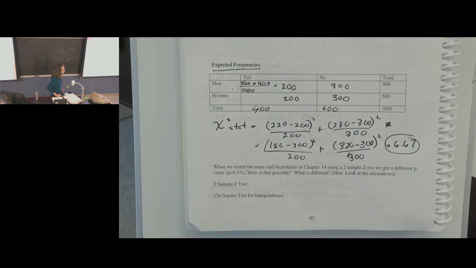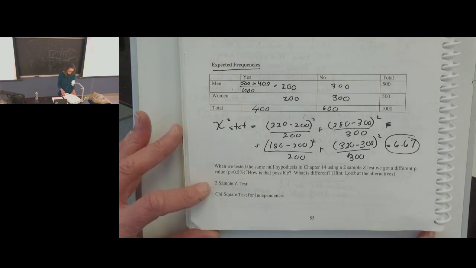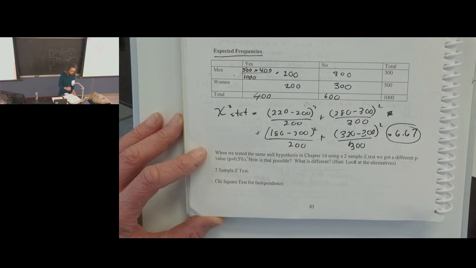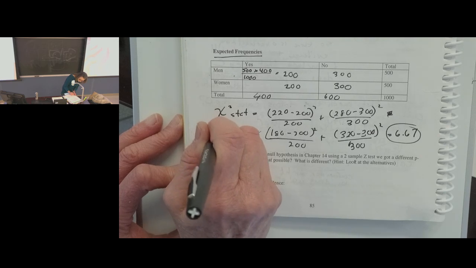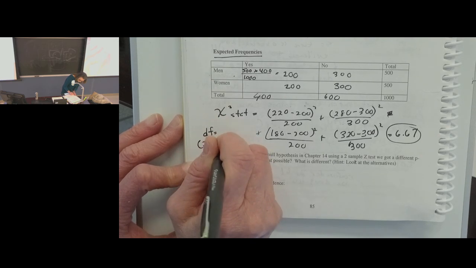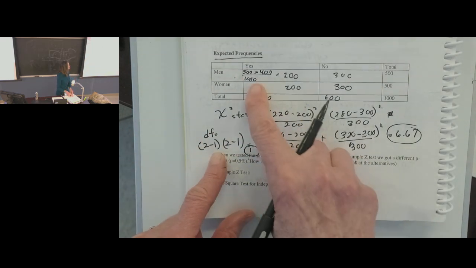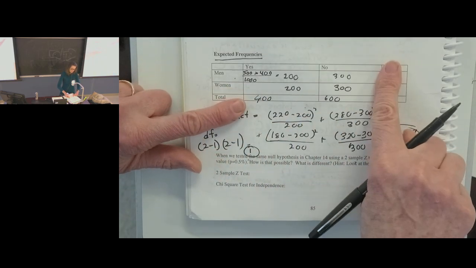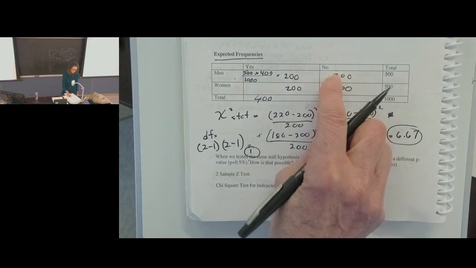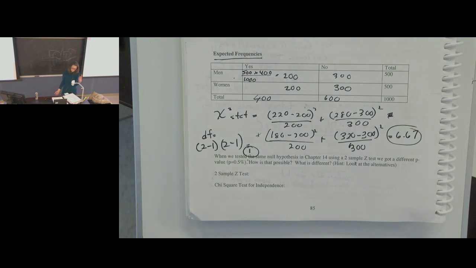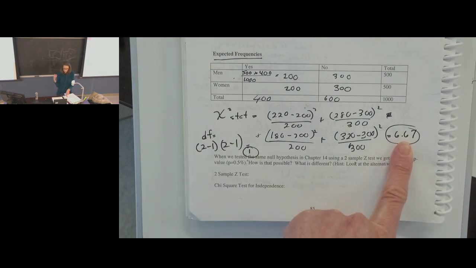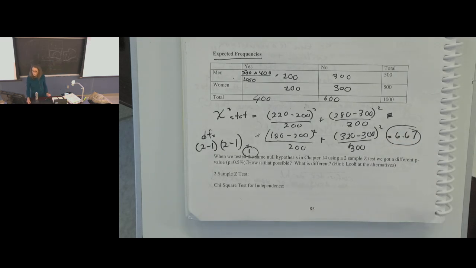Okay, so now what do we have to do? There's our chi-squared. How many degrees of freedom? The degrees of freedom are equal to 2 minus 1 times 2 minus 1, which is 1. 2 categories here, don't count the totals: yes and no, and males and females. So we have 1 degree of freedom. So now, since we have 1 degree of freedom, we can compare this to what we got before.